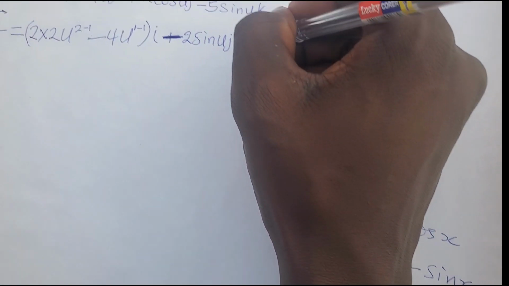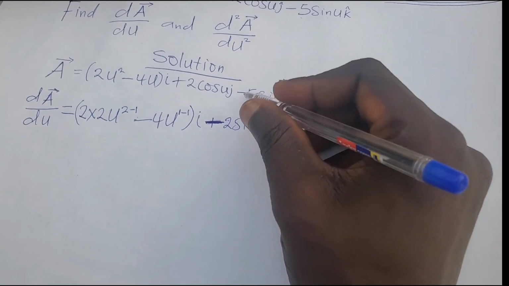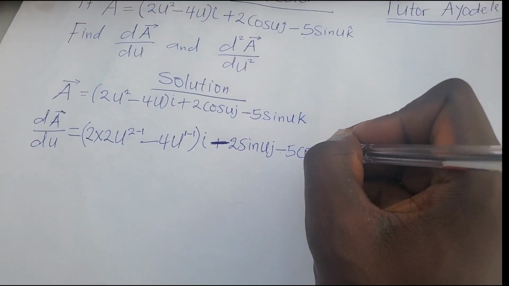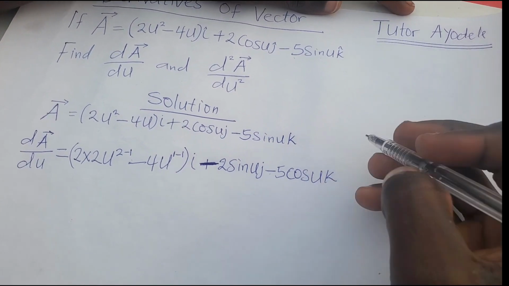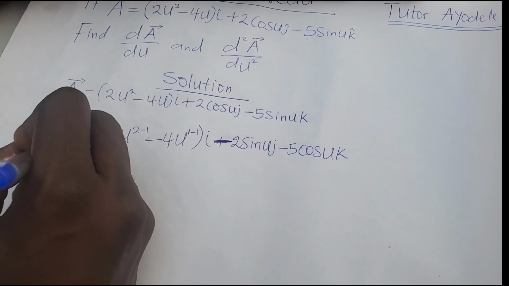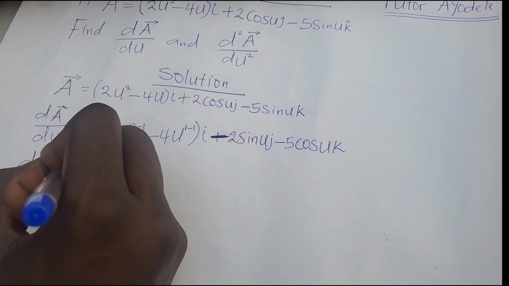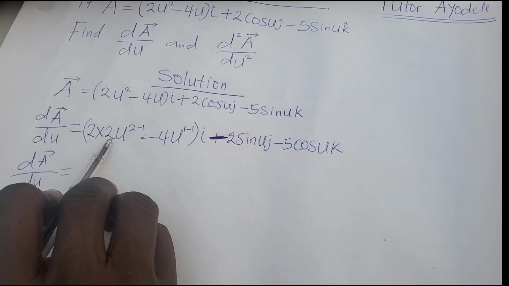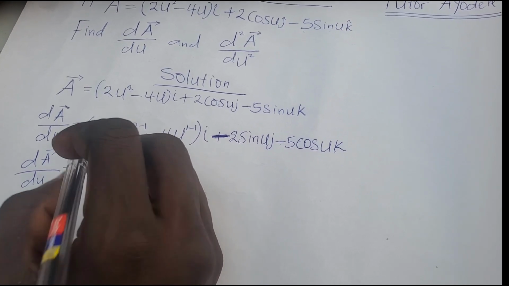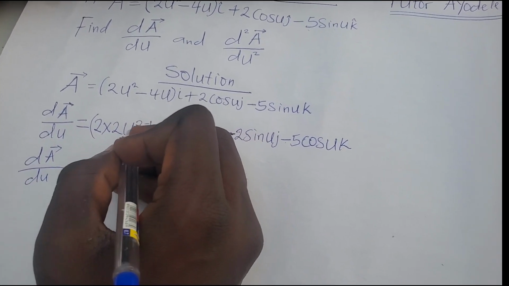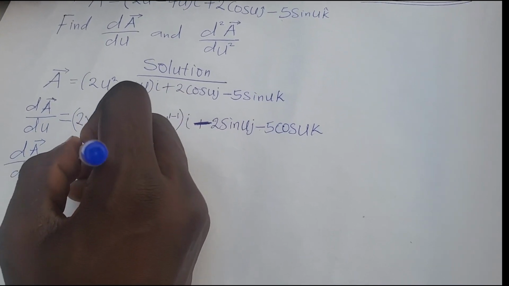So this will give you 5 cos, mind you, minus is already there before. 5 cos u, k is there. Okay. So this will give us the derivative of a with respect to u equals to, now these 2 times 2 will give me what? 4. u 2 minus 1 will give me 1, right? It's the same thing as u raised to the power of 1, that is u.